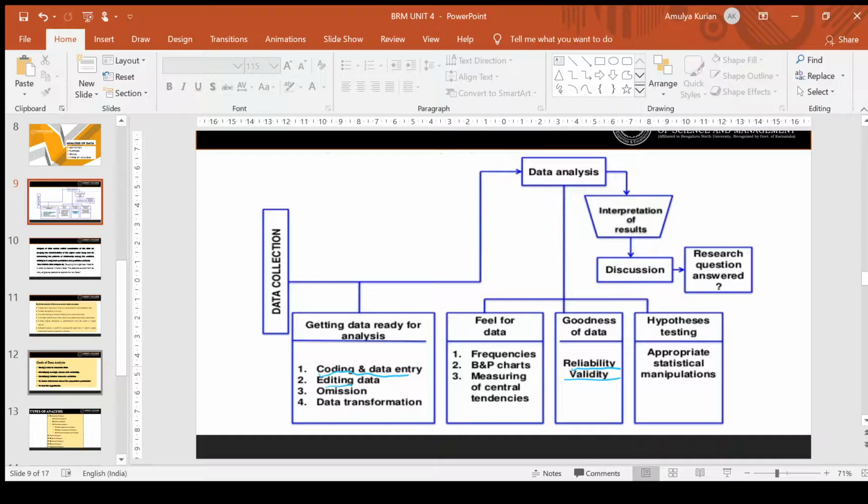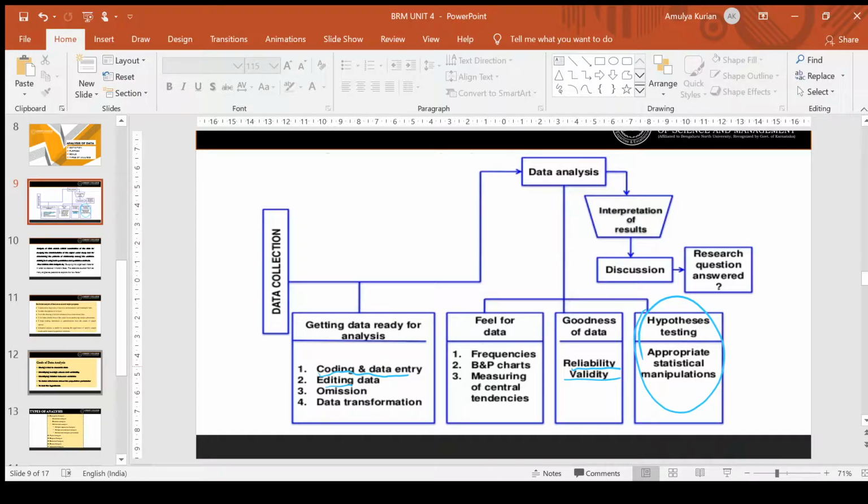There are two types of analysis. One is called descriptive analysis. The other one is called inferential analysis. In inferential analysis, you are not comparing anything. You are testing a hypothesis. So if your analysis is inferential, you will be doing hypothesis testing.